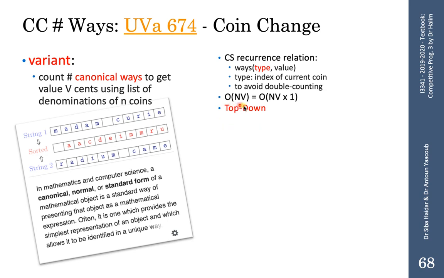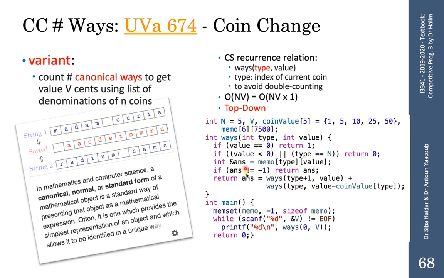So here also the complexity is order of n times v, and for each state the complexity is 1. Why? Because this is the code. Here, instead of taking the minimum, I take all the possible ways, but there is no for loop, because I don't check in each state for every other coin. I check for the next coin type only.